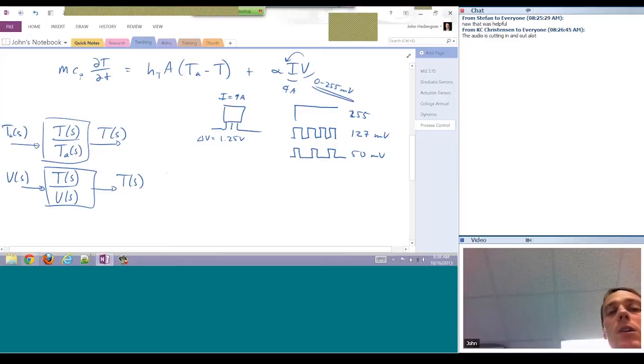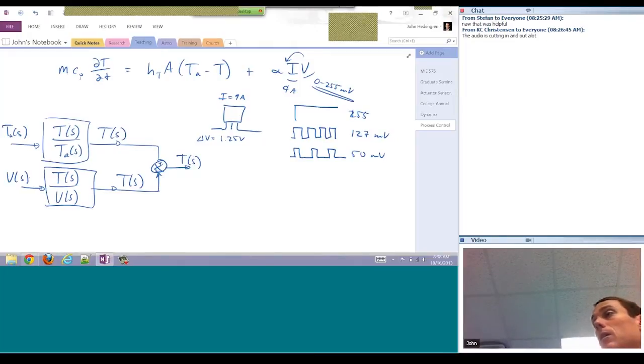And then you can combine those two and just add them to get your T of S from changes in ambient temperature or the voltage, like how we did with the additive properties of these things in parallel. So let me start with that equation right up there. We need to linearize it and then do the Laplace Transform of it.